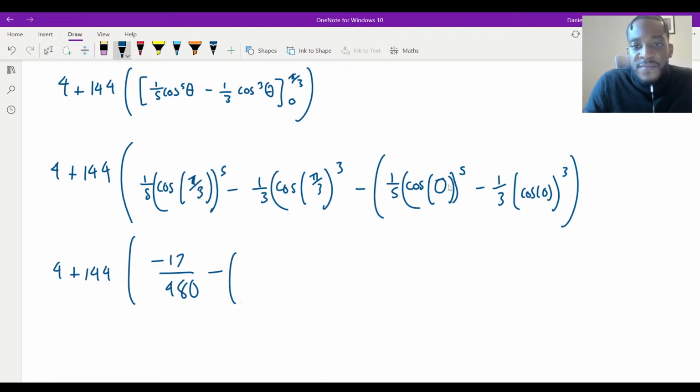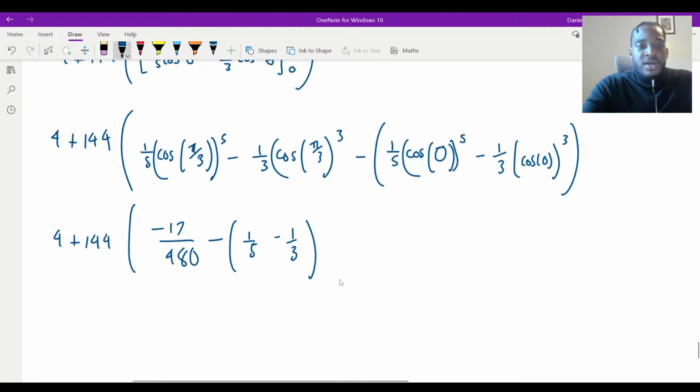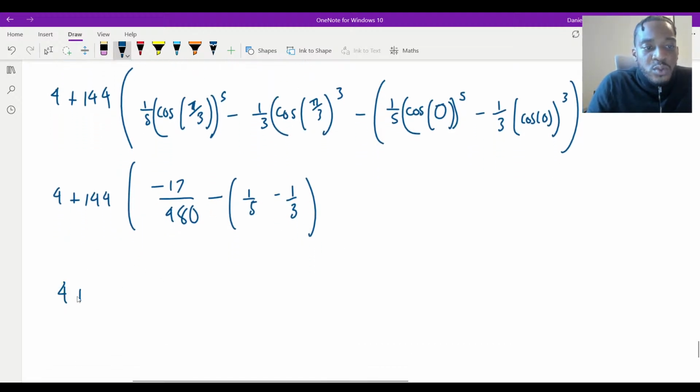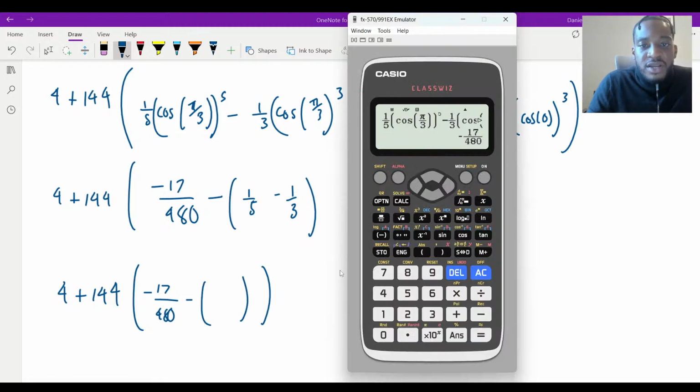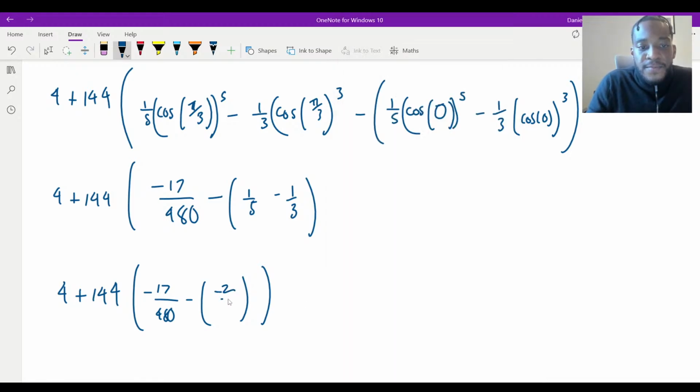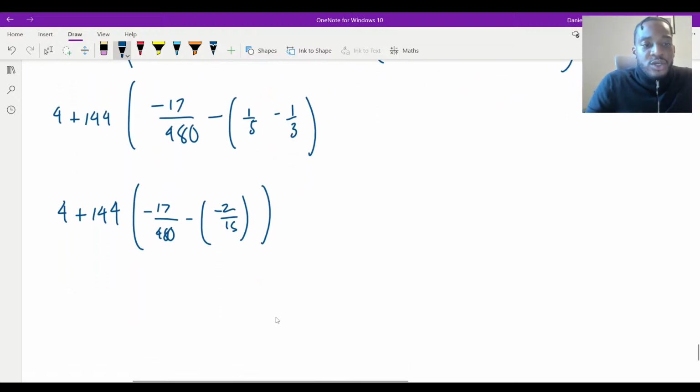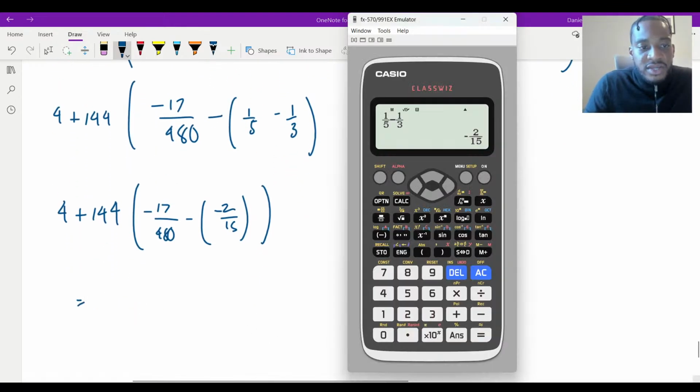And then minus that one, well, I know cos of 0 is 1. This is going to be 1 over 5 minus 1 over 3, right? Because cos of 0 is 1. And then now I've got 4 plus 144 of all of that. Let me just do that. That's minus 17 over 480 minus, and then what's that? I'll just put that in my calculator. 1 over 5 minus a third is minus 2 over 15. So plugging that in now, I can just put that all in, and hopefully that gives me the answer.